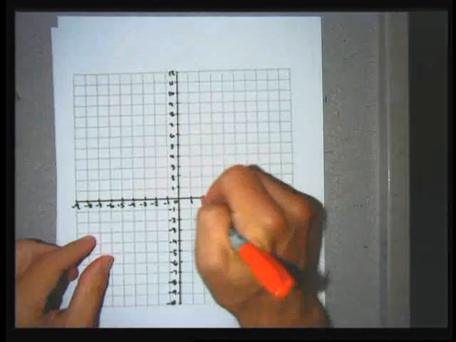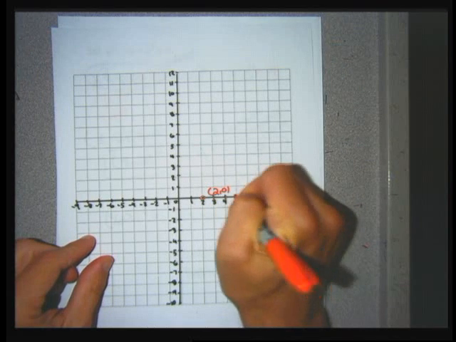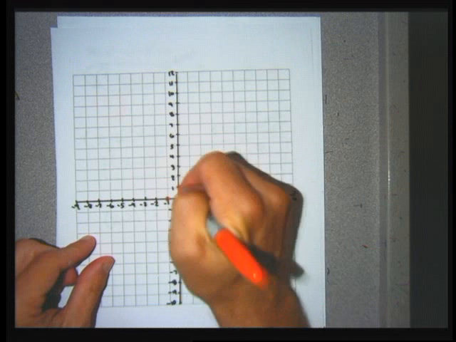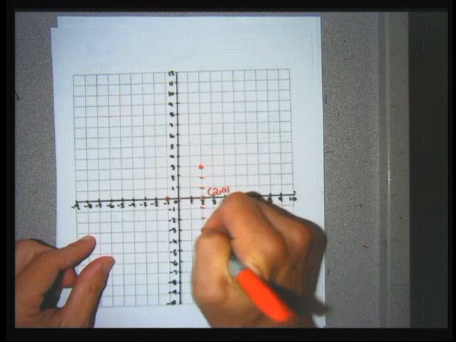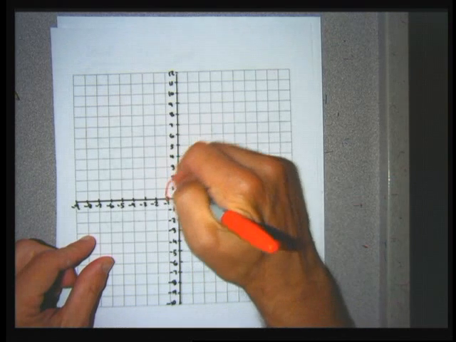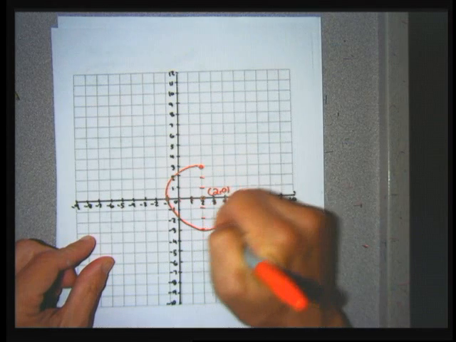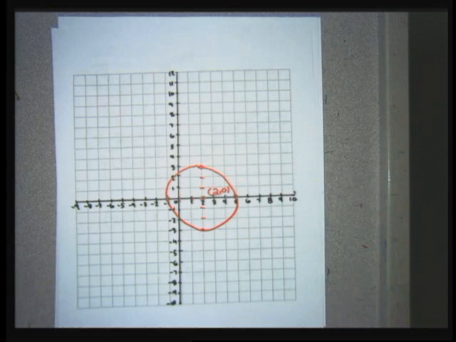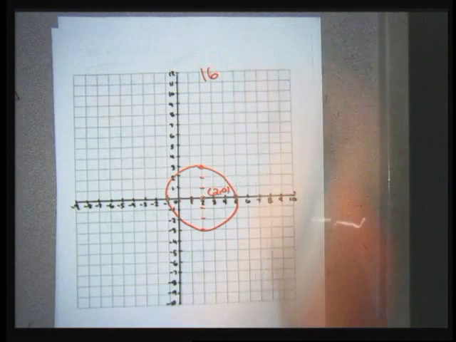So 2, 0 is my center. Go 1, 2, 3 to the left. 1, 2, well, 3 is actually 3 to the right. 3 to the left. 1, 2, 3 up. 1, 2, 3 down, all from the center. And then draw something that has some roundness to it. That would be, again, hardly a circle, but good enough. And that's the graph for 16.